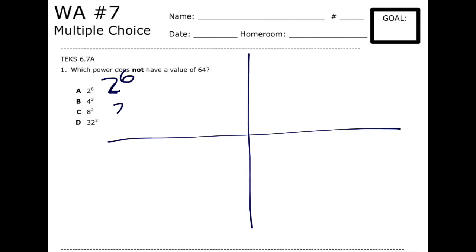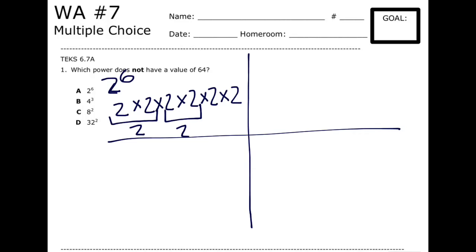2 to the 6th is the same thing as 2 times 2 times 2 times 2 times 2 times 2, multiplied 6 times. So if I multiply 2 times 2 first, let me rephrase that. If I do 2 times 2, that gets me 4. 2 times 2 again gets me 4. And then 2 times 2 again gets me 4. So now all I need to do is multiply 4 times 4 times 4.